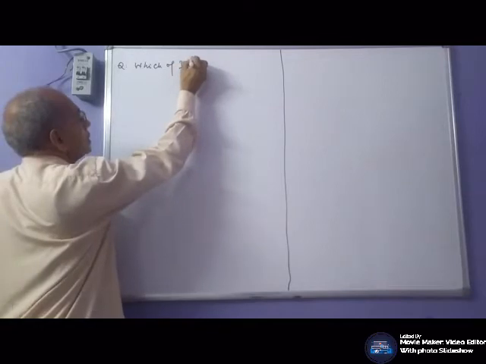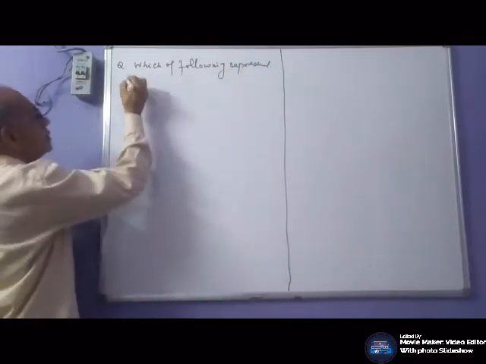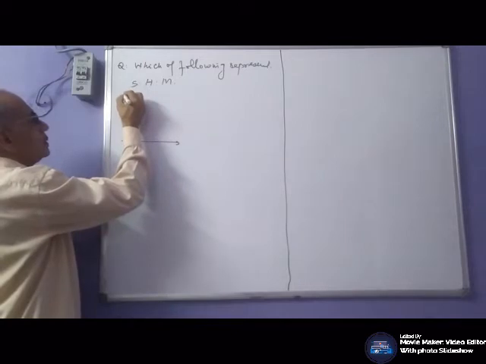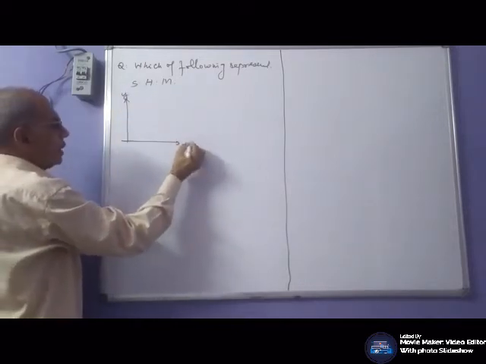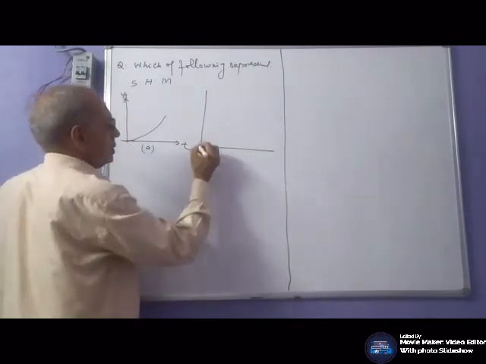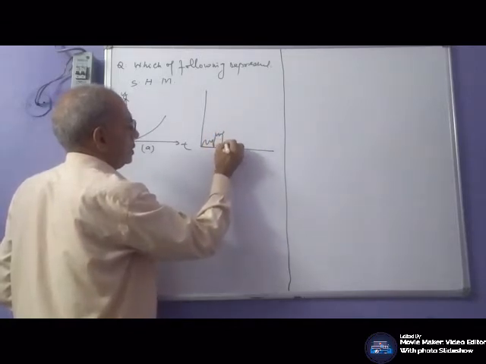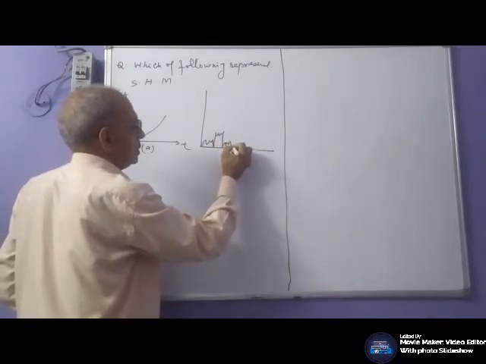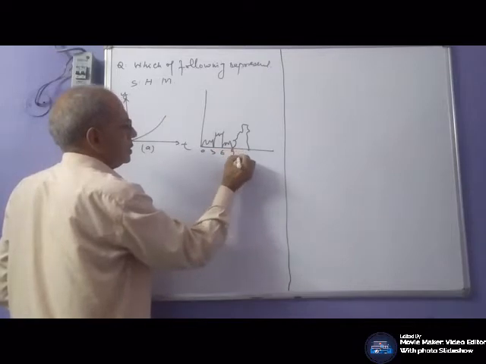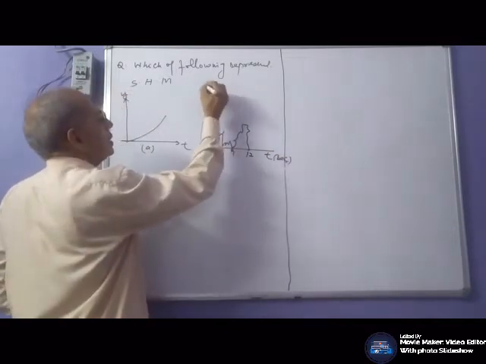Which of the following represent S.H.M? This is a displacement time graph. A, with time axis 0, 3, 6, 9, 12 seconds, and displacement.